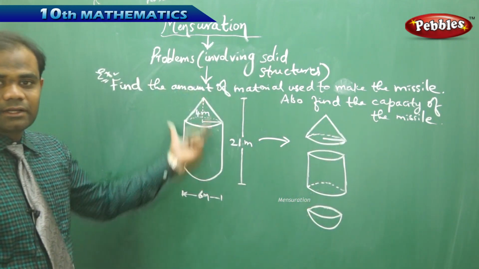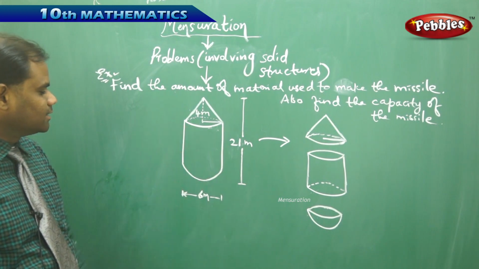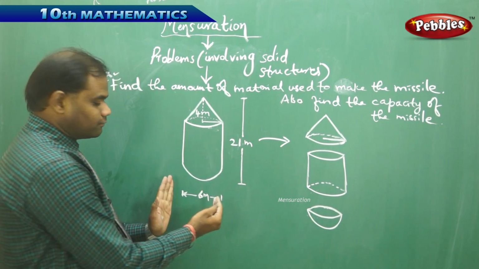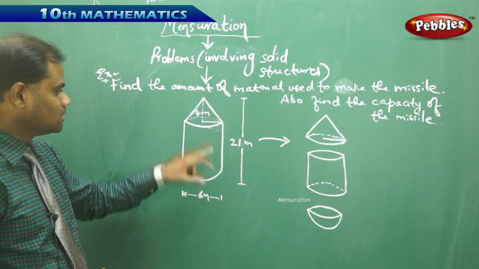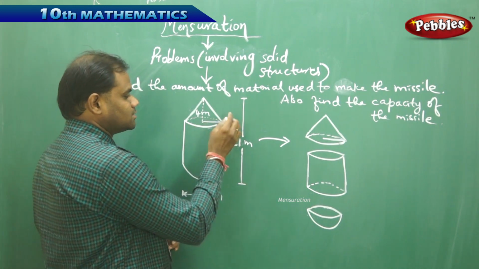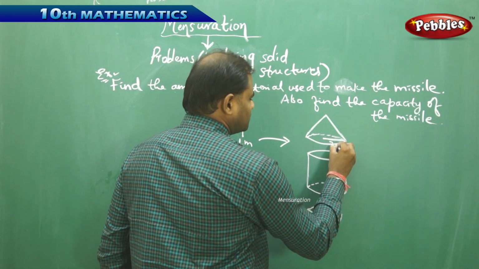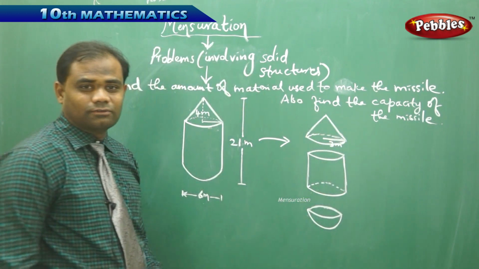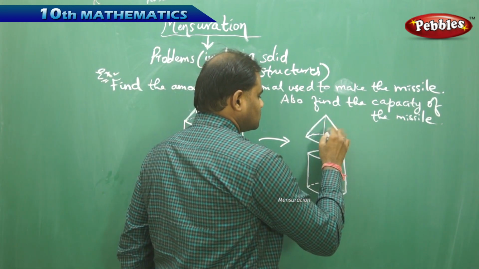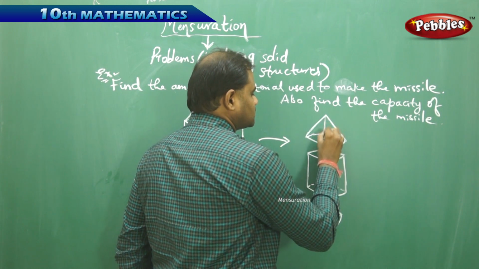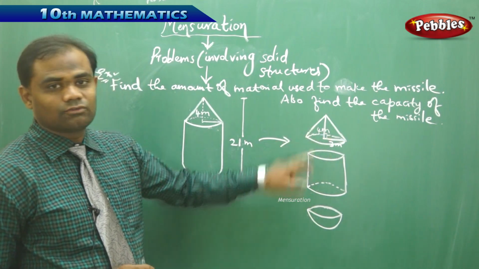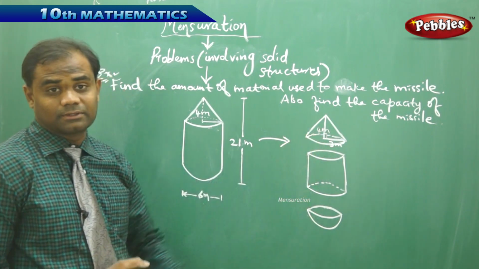Now as I see the main diagram with its dimensions, I clearly see that the radius is not given, but indirectly the whole width of the missile is given to be 6 meters. So radius is exactly half of the 6 meters. That is 6 by 2 is the radius, which is 3 meters. So the radius of the cone is 3 meters and the height of the cone is 4 meters. So 3 meters and 4 meters are the radius and height respectively for the cone.